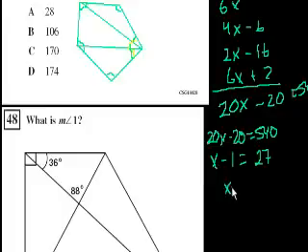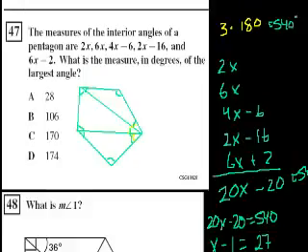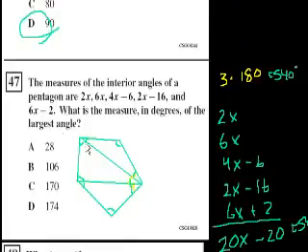So then x is equal to, add 1 to both sides, x is equal to 28. And they want to know what is the measure in degrees of the largest angle. Well, that's going to be this one, right? That's the largest one. It's 6 times x plus 2.